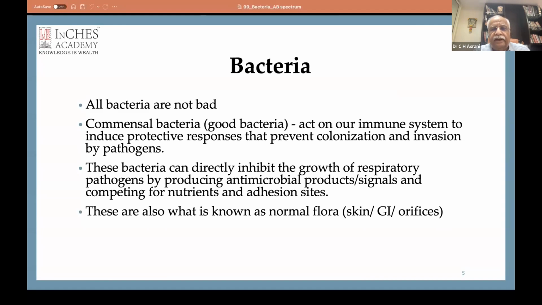They're also known as normal flora. We know our skin has normal flora, our GI system has normal flora, which we replace through probiotic capsules. And we know that we are replacing almost 5 billion flora in one capsule. And all orifices, mouth, vagina, et cetera. There are over 1,000 types of commensal bacteria, whereas infective bacteria may be even 100.